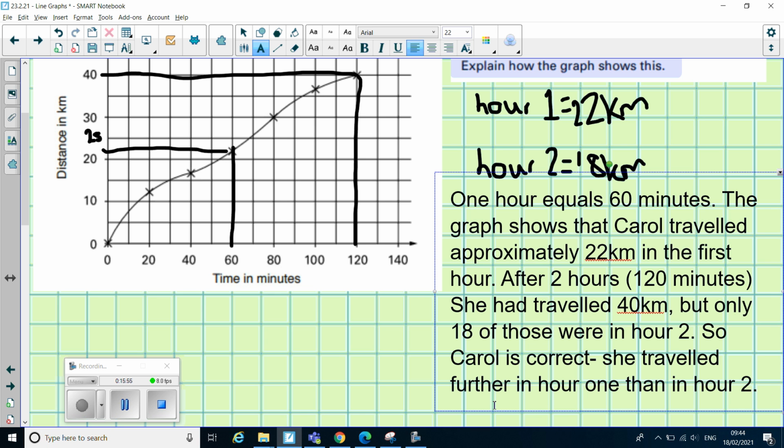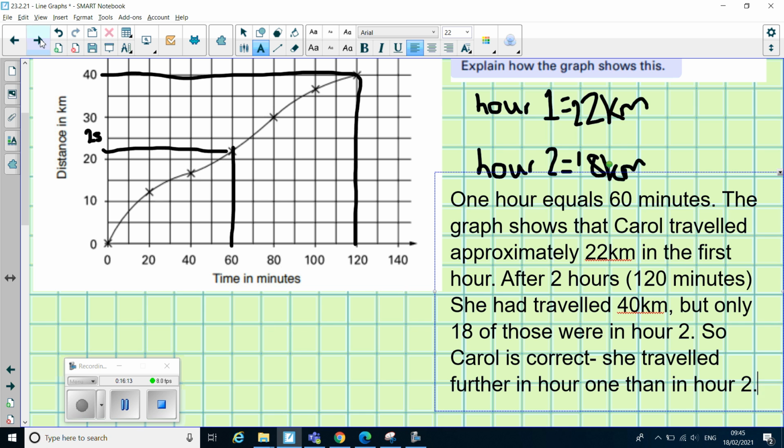Okay, so 1 hour equals 60 minutes. The graph shows that Carol travelled approximately 22 kilometres in the first hour. After 2 hours, that's 120 minutes, she had travelled 40 kilometres, but only 18 of those were in hour 2. So Carol is correct. She travelled further in hour 1 than in hour 2.